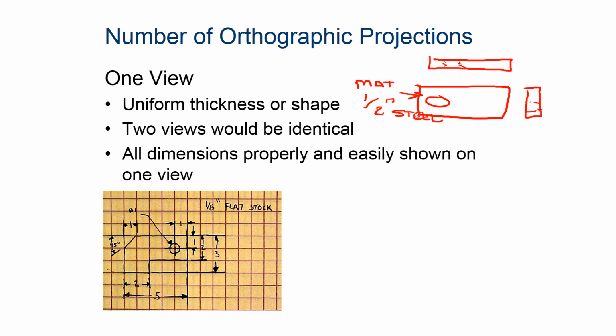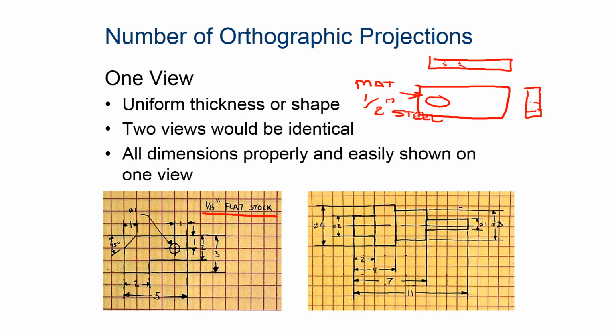And so we have this piece down here. You'll notice that they've called out 1/8 inch flat stock. So if it's of uniform thickness or shape, and the additional views would be identical, and you can show all the dimensions you need on one view, then you can use one view. Same thing here, okay?